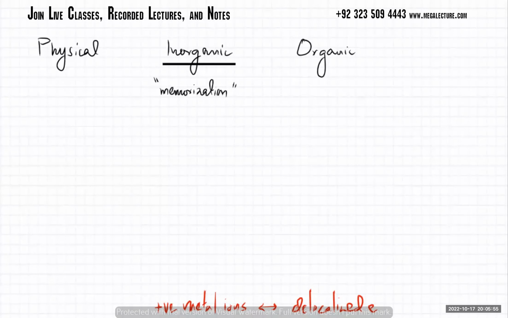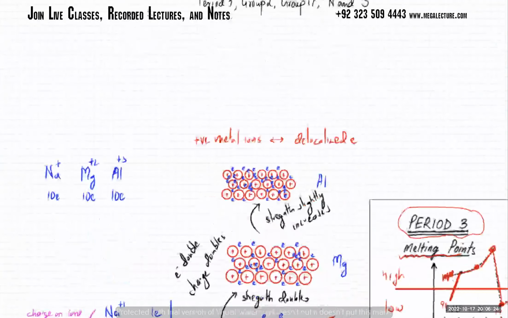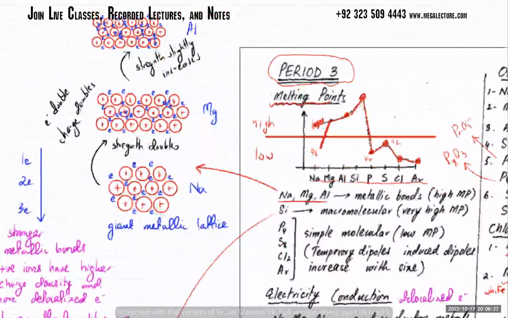So now in inorganic chemistry, you're going to study three things. One of them is the starting of the first one, that's period 3. Then you're going to do group 2. And then you'll have group 17. And finally, at the end, there is going to be nitrogen and there's going to be sulfur. Okay, but it's all a lot about data that you have to memorize.